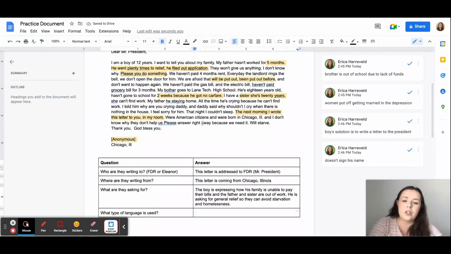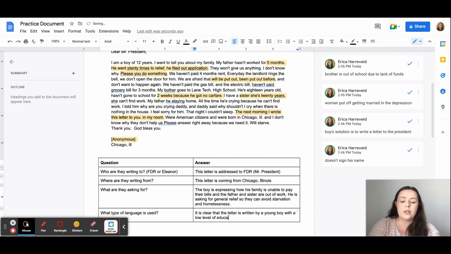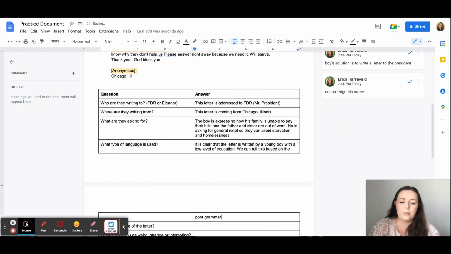So what type of language is used? We talked about the low level of grammar. It is clear that the letter is written by a young boy who also might be out of school, because he said his brother can't go to school. So it is written by a young boy with a low level of education. We can tell this based on the poor grammar used in the letter.